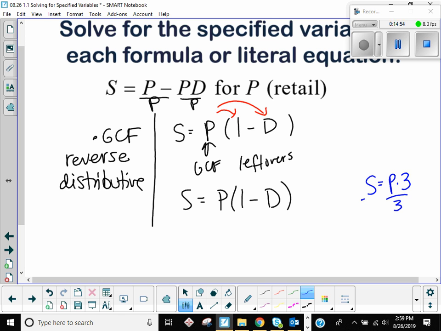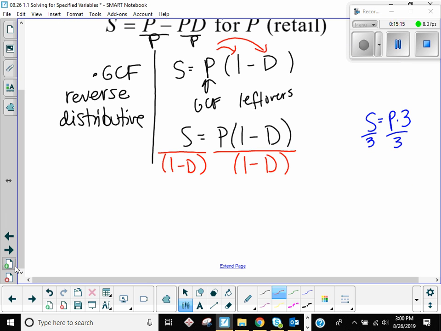But instead of 3 over here, what do I have? 1 minus d, that whole thing, that group. And so just like here, you would divide by 3, except over here, you're just dividing off the group, the 1 minus d. So these cancel, leaving me P all by itself there, equals S over 1 minus d.